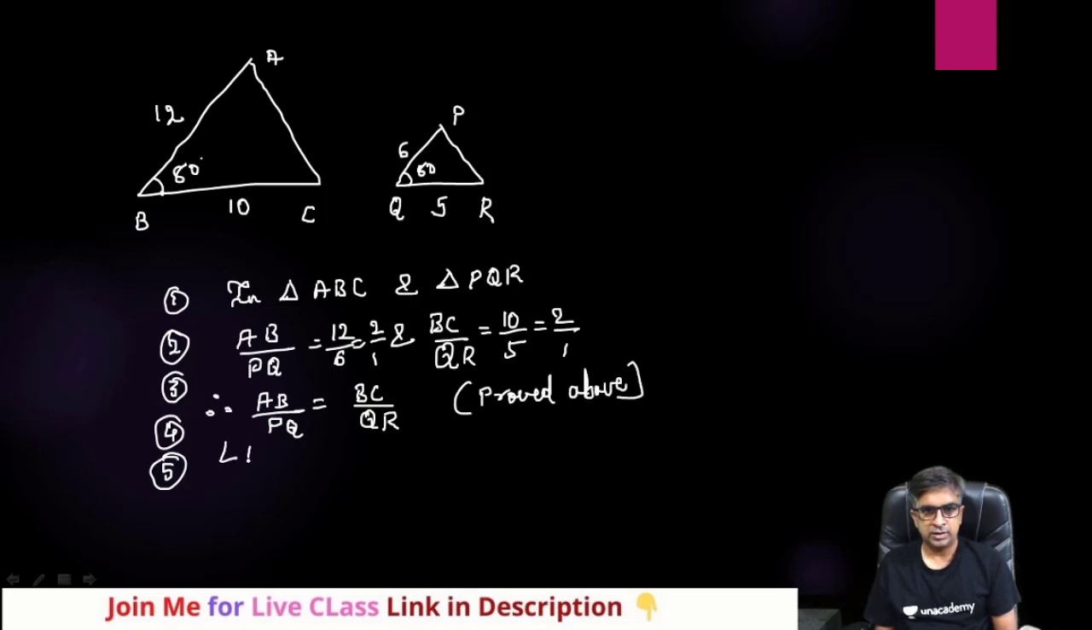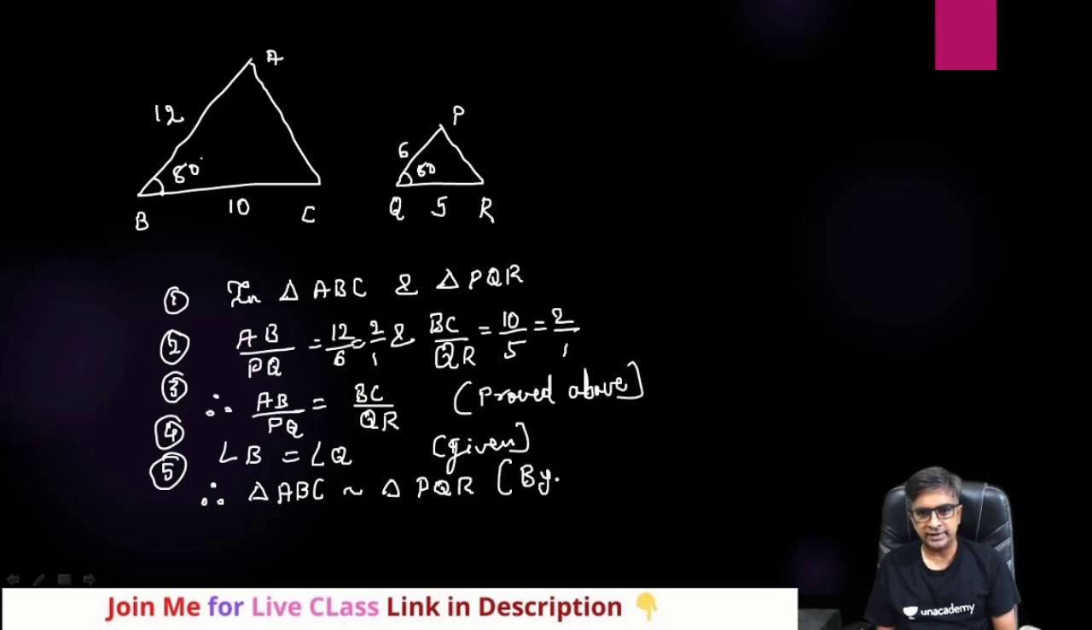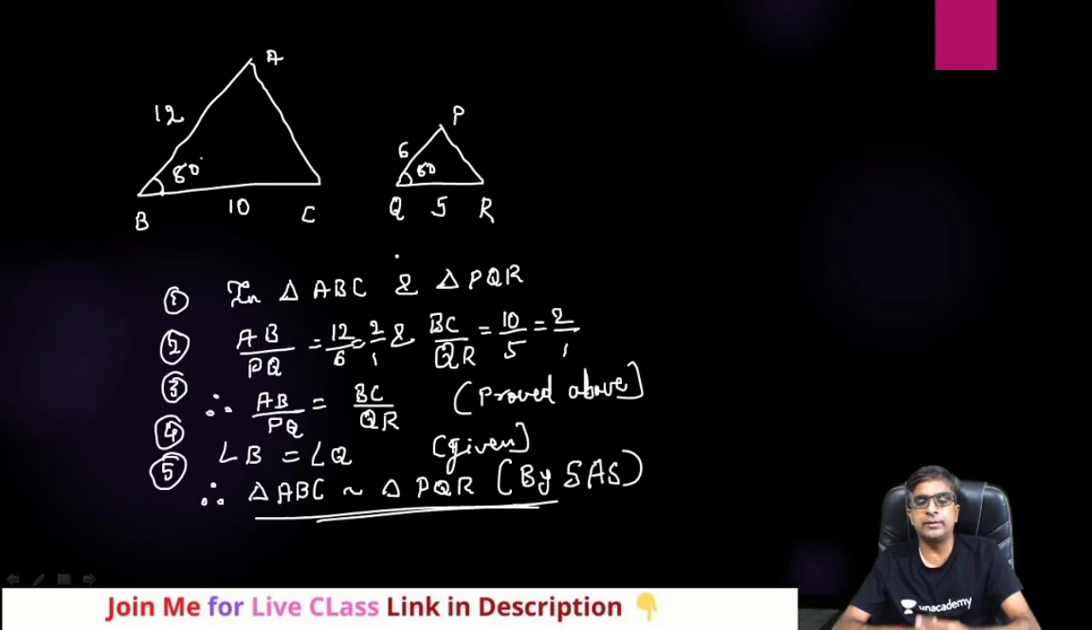Then angle B equals to angle Q. This is given. Therefore triangle ABC is similar to triangle PQR. By which rule, guys? By two sides proportional and the angle between them. So by side angle side, these two triangles are similar. So this way, guys, you can prove any two triangles similar, or directly you can tell that two triangles are similar when all their sides are proportional and all angles are equal. So this way we can solve, guys.